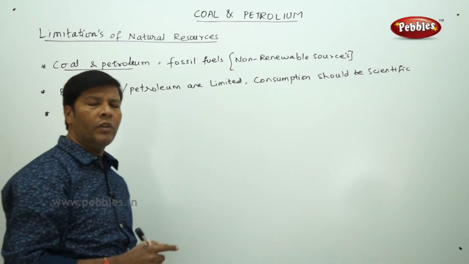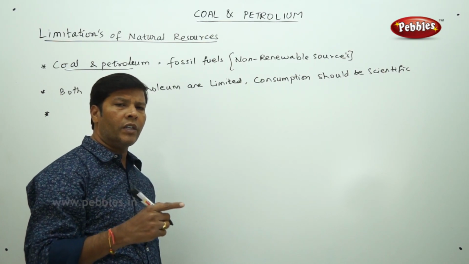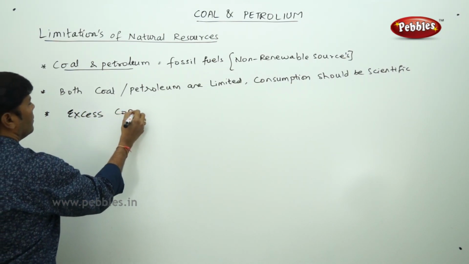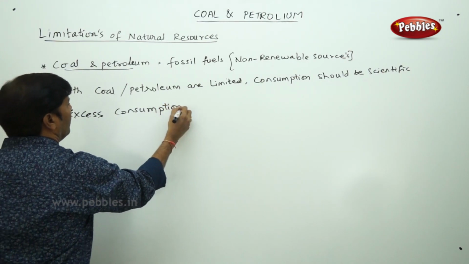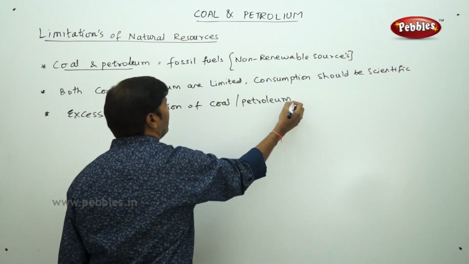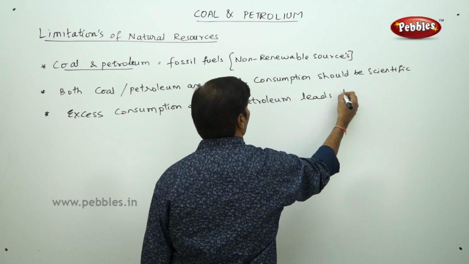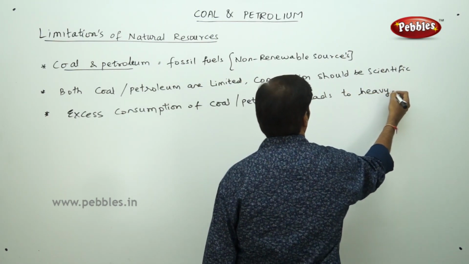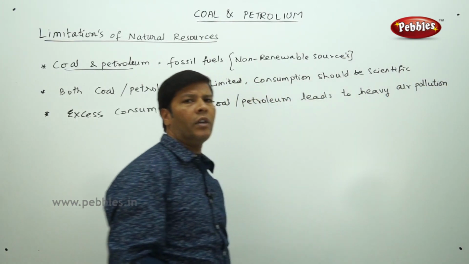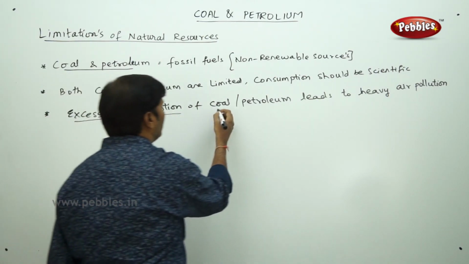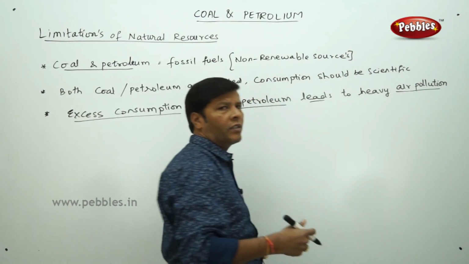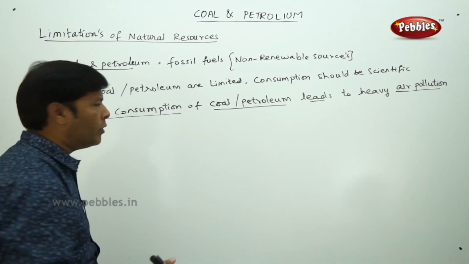The biggest disadvantage of excessive consumption of coal and petroleum is that it leads to heavy air pollution. Once the atmosphere is polluted because of the excessive consumption of coal and petroleum, then we may suffer with different adverse effects. Air pollution leads to so many side effects.